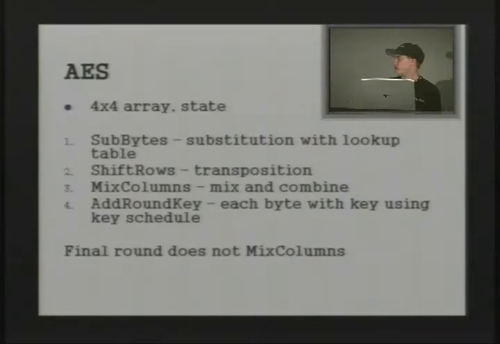that you use. It's a substitution with a lookup table. I'll go into detail on each one of these steps. This is just kind of an overview. And then it goes into shift rows, which is transposition, and then mixes and combines all of the data. And then it'll add a round key. The final round does not mix the columns.